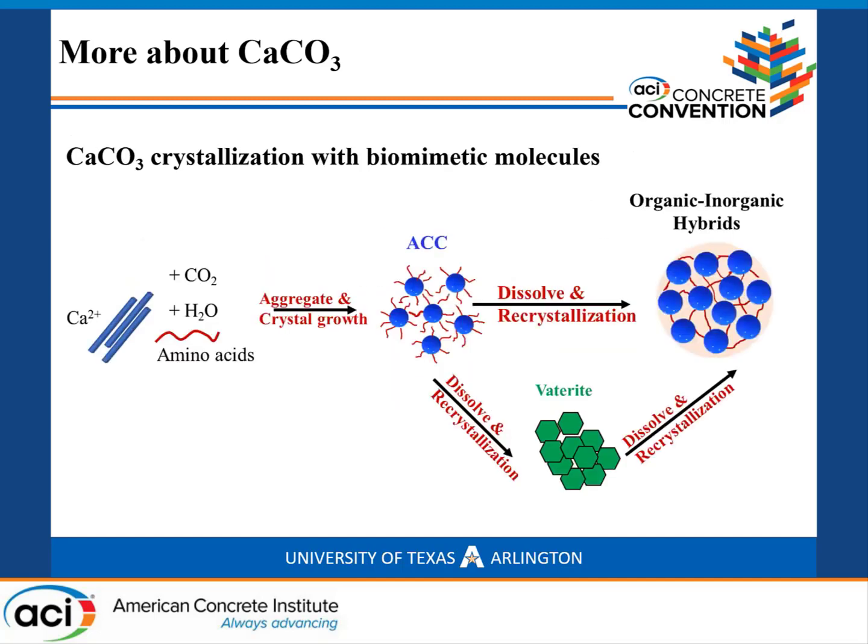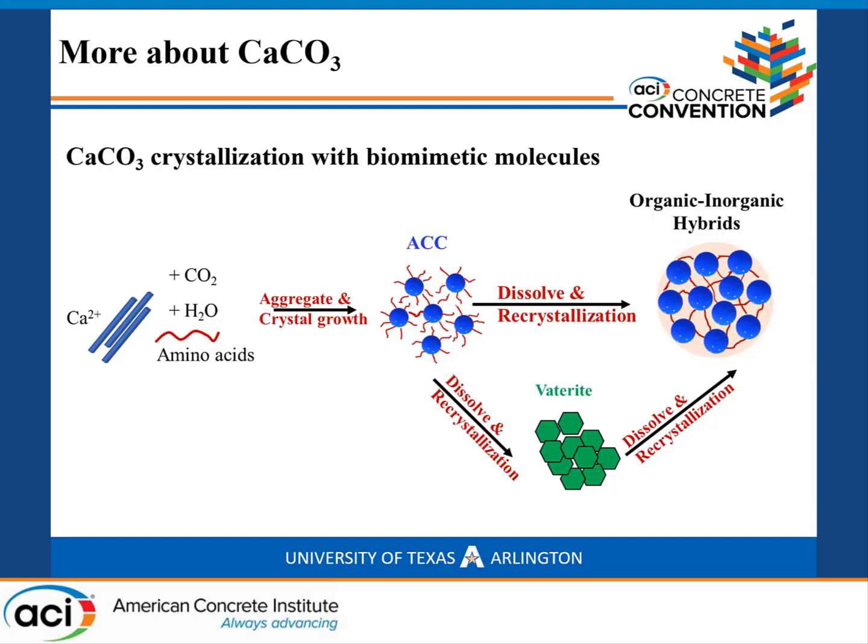If we have biomimetic molecules, what happens? Again, our first product is going to be amorphous calcium carbonate. However, these biomimetic molecules will be adsorbed on the surface of ACC. Because of the surface adsorption, it will prevent further conversion to more stable phases. So this amorphous calcium carbonate will remain as amorphous calcium carbonate, and it will form bonds with those organic molecules, eventually forming those organic-inorganic hybrid phases, which we expect will provide us better mechanical performance.